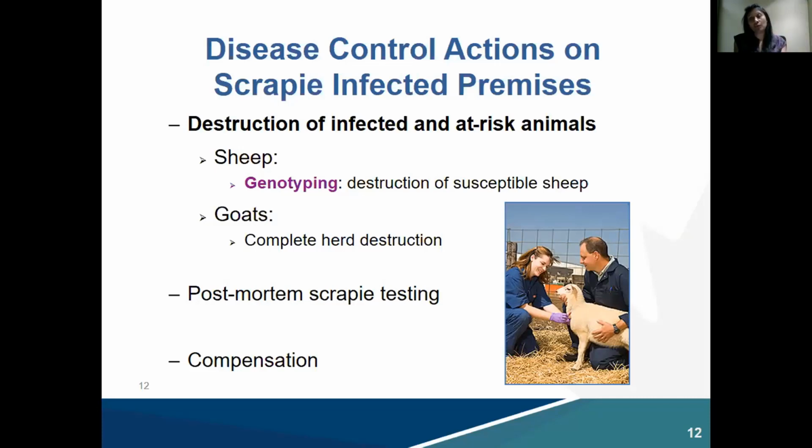So our current policy, our official policy, is complete herd destruction. And then we do post-mortem Scrapie testing, because currently that is the only reliable way to know if an individual animal is positive or negative for Scrapie. And then, of course, when your animals are ordered destroyed, there is compensation from the government.